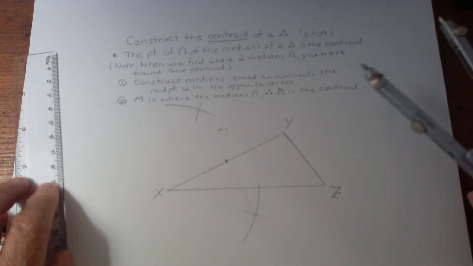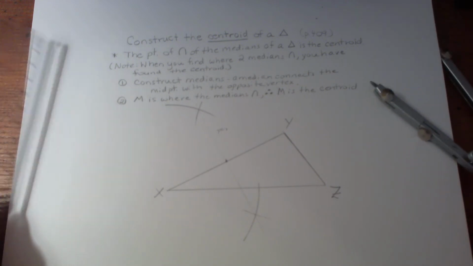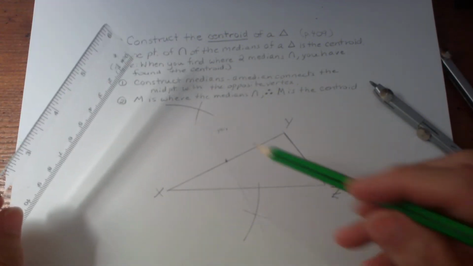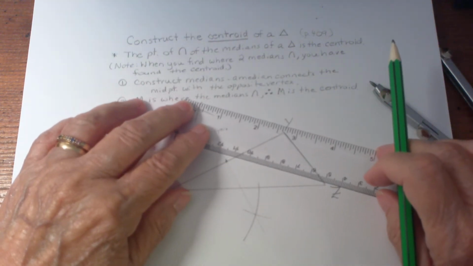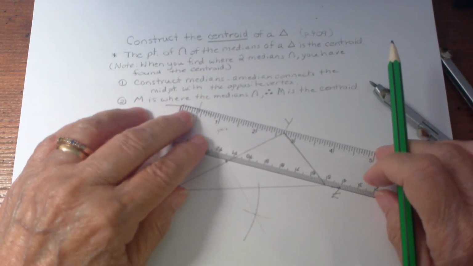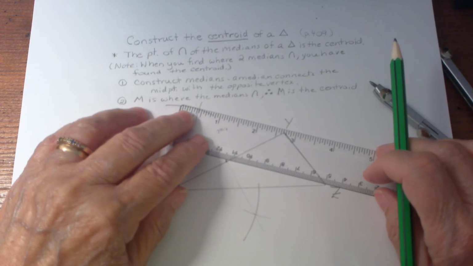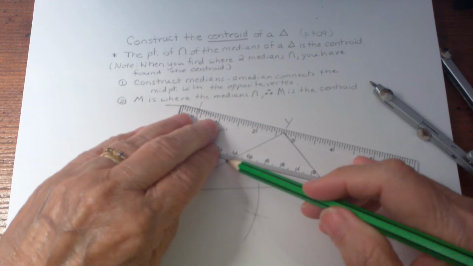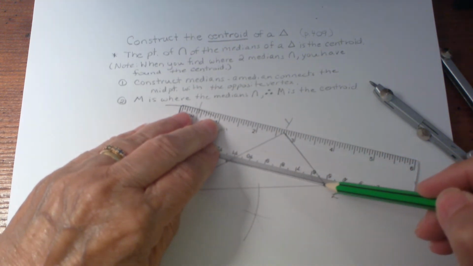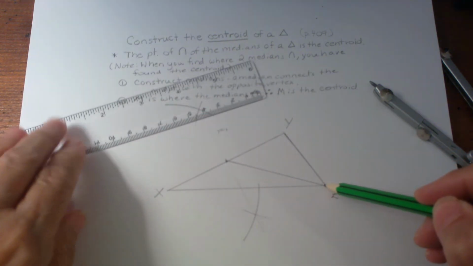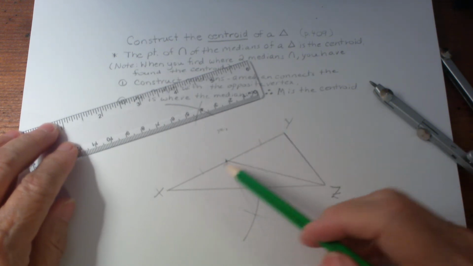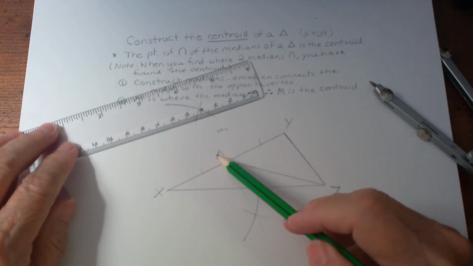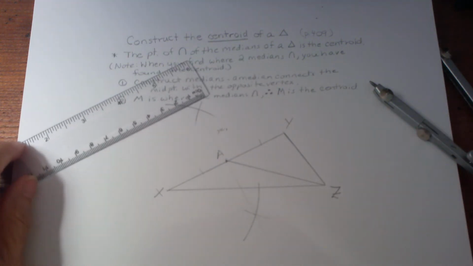Now, that's going to give me a median when I connect this point to the opposite vertex, which is point Z. So when I draw Z to line M1, I am getting a median. This goes from the vertex to the midpoint of the opposite side. I'm going to call this point A. It doesn't really matter what you call it.